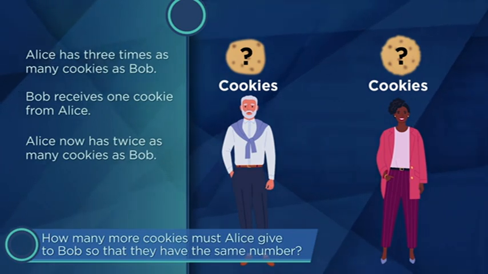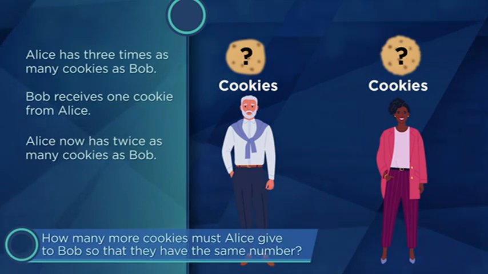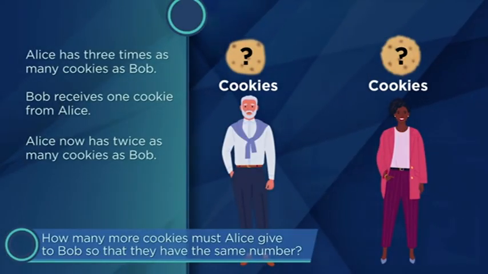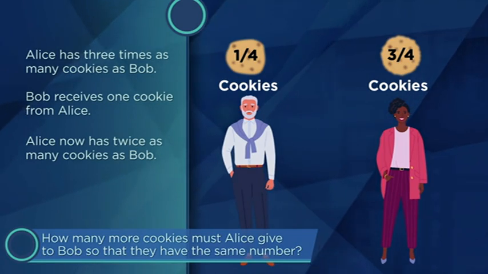Okay, we said that Alice starts with 3 times as many cookies as Bob. After Alice gives Bob 1 cookie, she only has twice as many cookies as Bob. Well, the first observation is that saying that Alice has 3 times as many cookies as Bob can be interpreted to mean that 3 out of every 4 cookies are Alice's and 1 out of every 4 is Bob's. In other words, Alice has 3/4 of the cookies and Bob has 1/4.